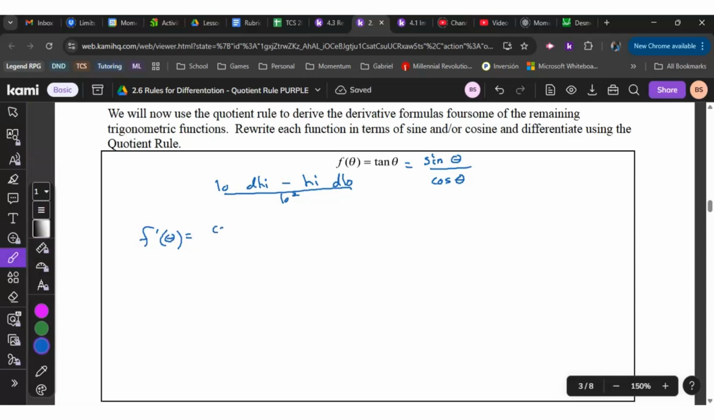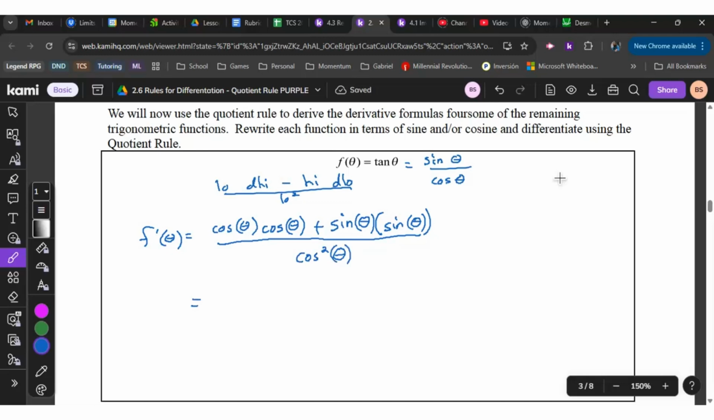That means it's low cosine d high. What's the derivative of sine? Cosine. Derivative of sine is cosine. Minus high sine, d low. What's the derivative of cosine? Negative sine. It's probably easier if we just put this negative out front right away and turn that subtraction into an addition. Would you agree? Negative times negative is positive. Let's just put the negative right out front. All over low squared, which is cosine squared theta.